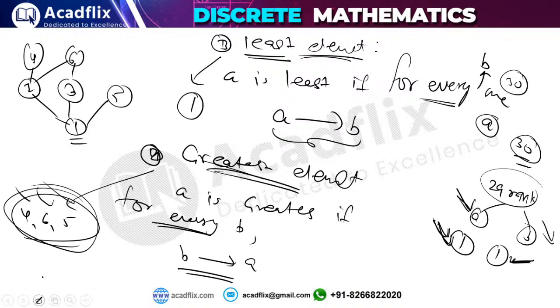So this is the definition of greatest element, and this is the definition of least element. Let's take the next poset and try to find the greatest element, least element, everything. Greatest element and least element will be unique if they are present. They may not be present, but if they are present, then they will be unique. Let's take the next example.